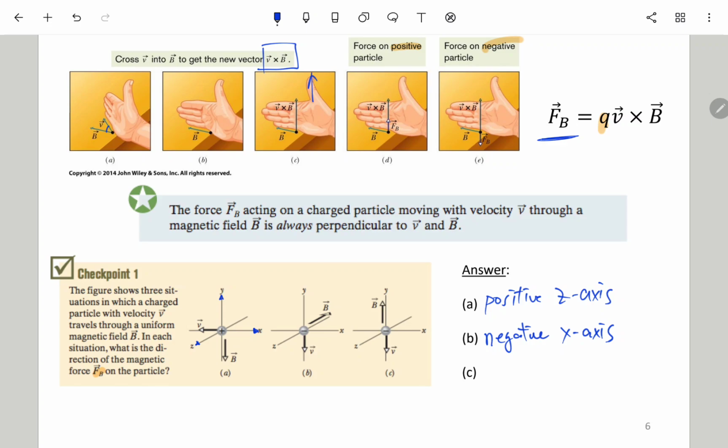Right. For the final one, V and B point in opposite directions, which means the angle between them is 180 degrees. Sine of 180 degrees is 0, so this is nothing but a zero vector with no direction.